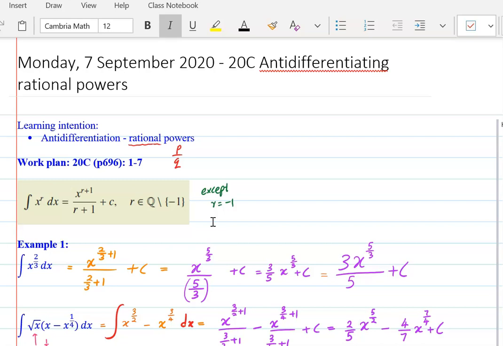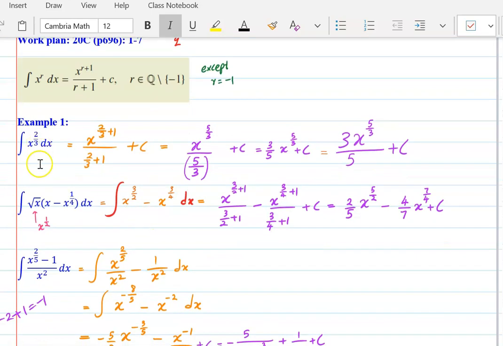As I mentioned before, we will be using exactly the same formula that we observed and identified for anti-differentiating powers of x. Here I have it. Integrating x to the r is x to the r plus 1 on r plus 1, applicable for every rational number other than -1. Let's go through the first few examples.